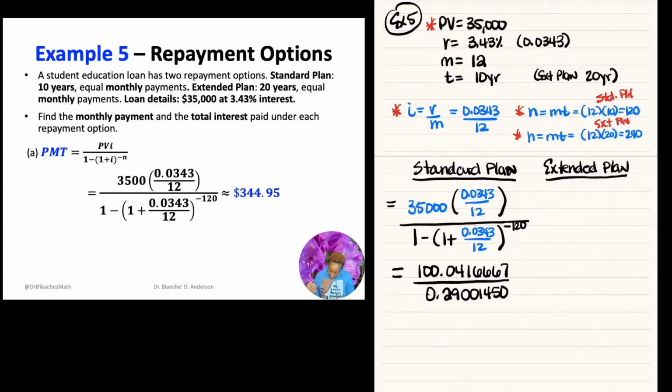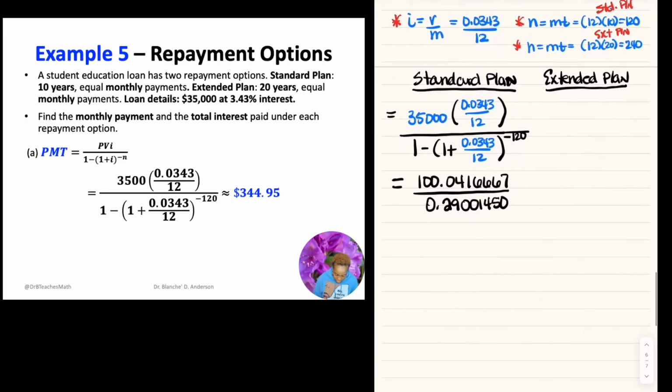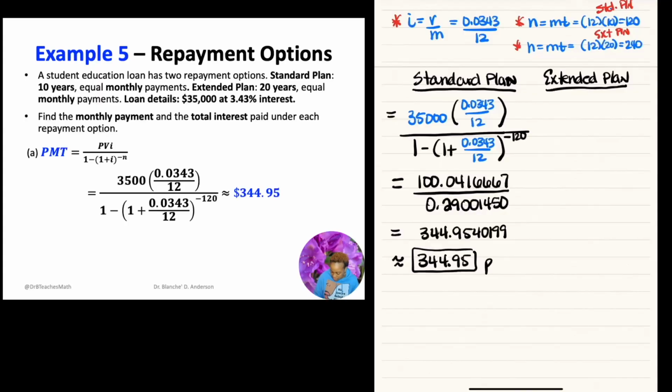29001450. Okay, so then 100.04166667 divided by that number, and you should get 344.9540199, which is 344.95. Okay, so that is the payment. That's the monthly payment.